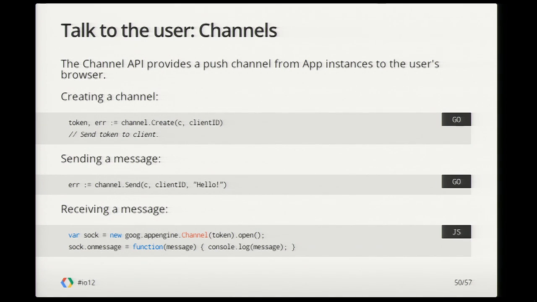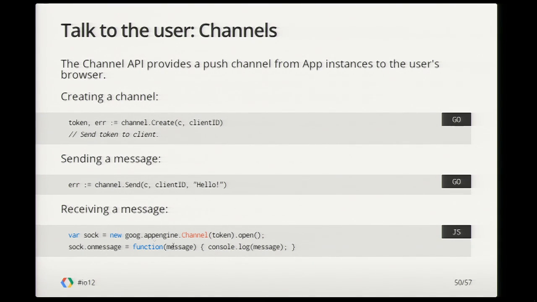The App Engine channel API just provides a push channel from App Engine instances to the user's browser. And the mechanism for doing this is really simple. There's just two functions on the server side: the create function and the send function. The create function just takes an ID of your choosing, which uniquely identifies the channel, and then returns a token, which you pass to the client. And the client uses some JavaScript to create that channel using the token. And then for sending a message, you just provide the client ID and the message that you want to send, and it's any textual string that you can send to the client.